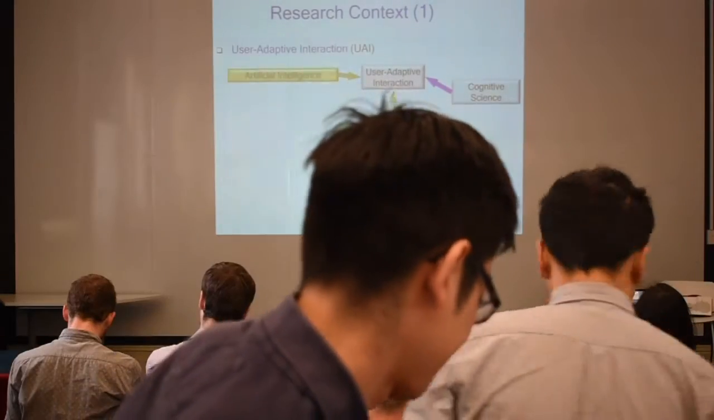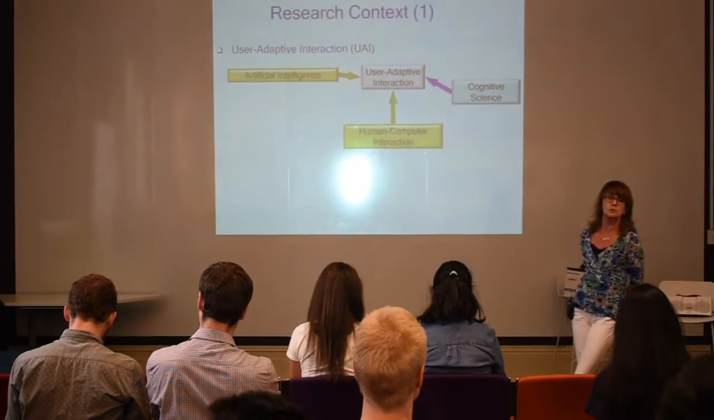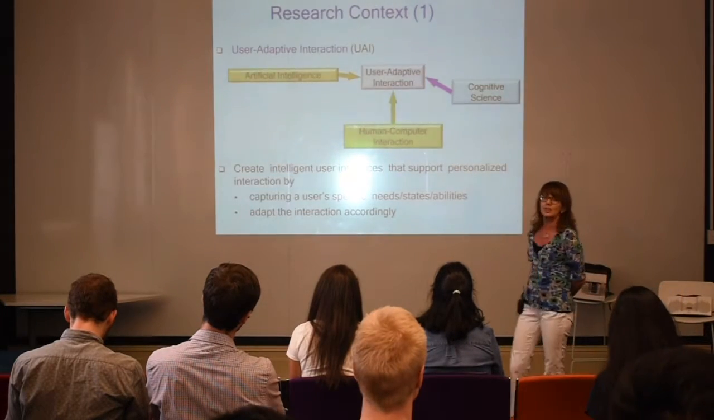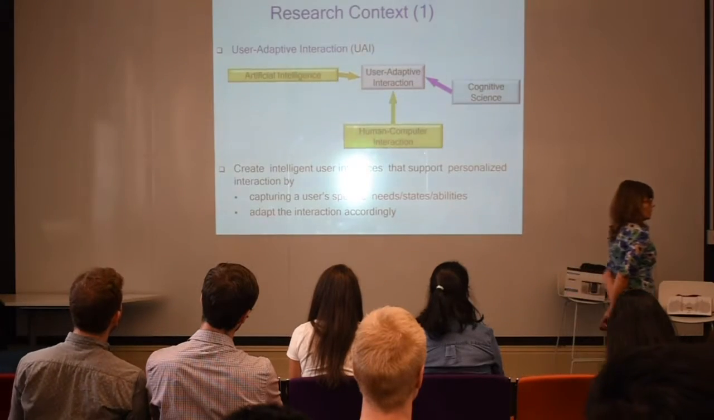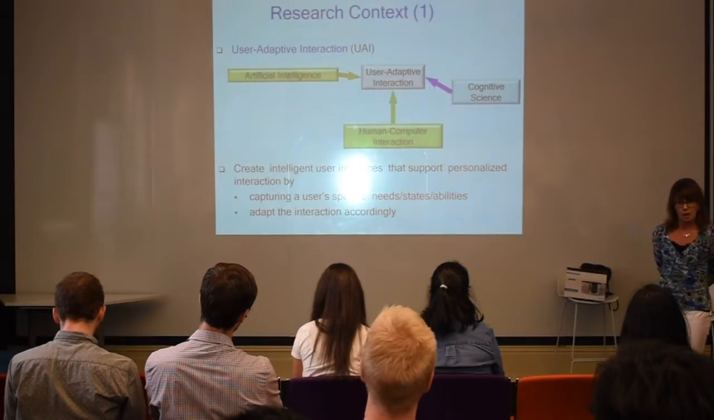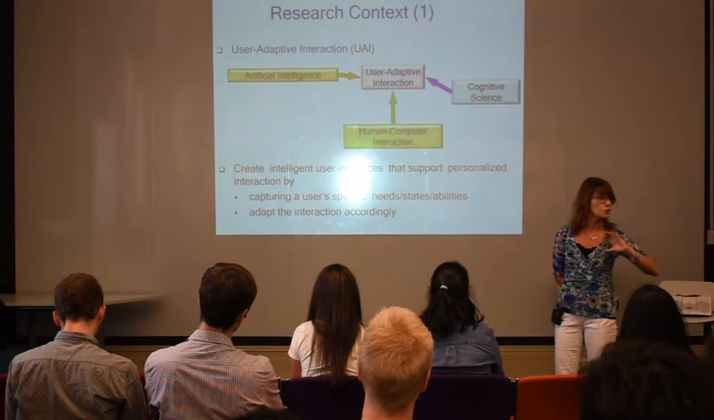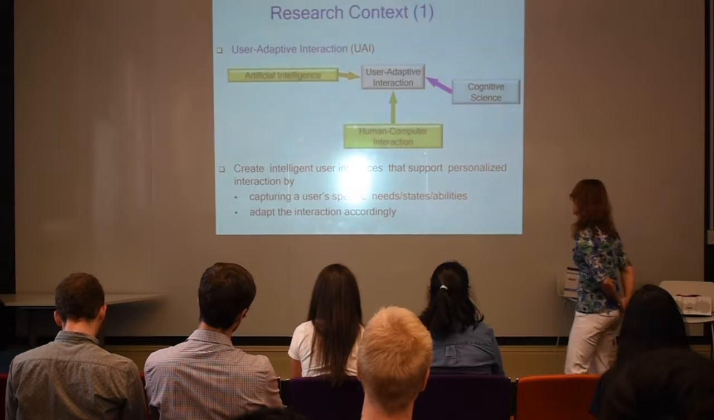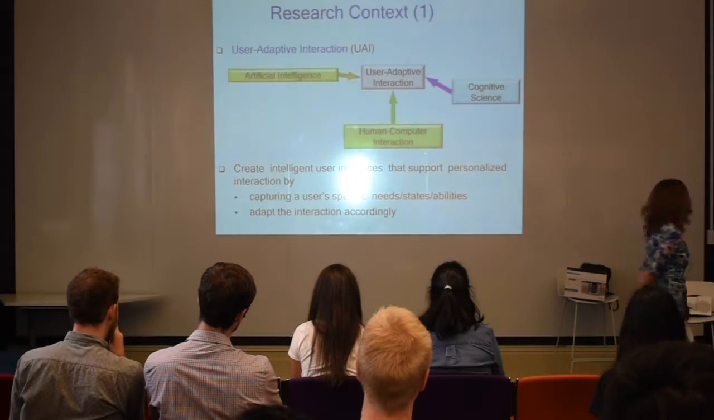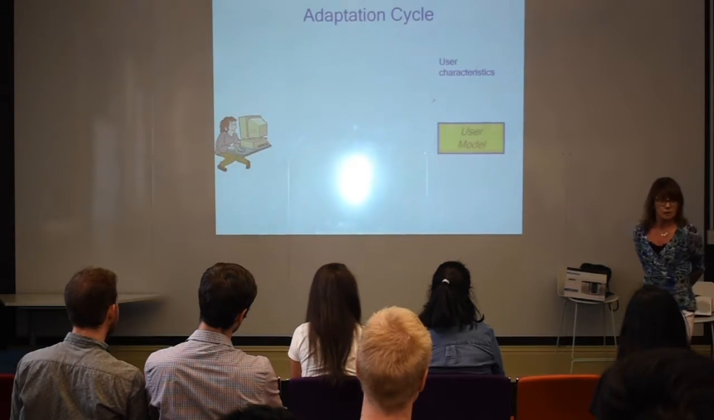User-adaptive interaction is an interdisciplinary field that combines research in artificial intelligence, human-computer interaction, and cognitive science with the overall goal of creating intelligent user interfaces that are better at providing interaction that is personalized to the user by being able to model and track in real time specific user needs, preferences, and other individual differences, and adapt the interaction accordingly.